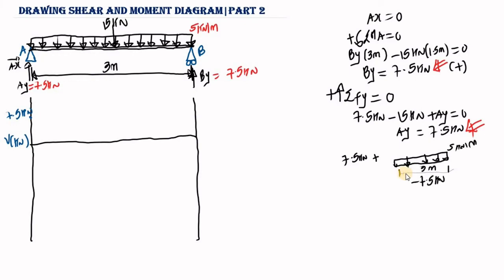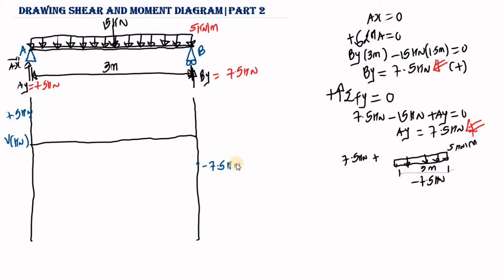So we are going to take a look at the diagram here. Where can we locate negative 7.5 kilonewton? It can be located somewhere here, because this is going to be below the neutral axis, that is below the zero. So this is negative 7.5 kilonewton.